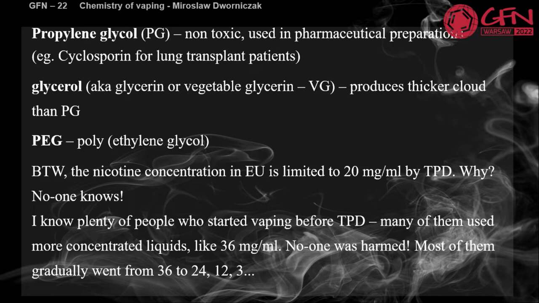And if someone was a heavy smoker, I know, for example, people who smoked 50 cigarettes a day, so they needed much more nicotine than we can get from a 20 milligram per milliliter solution. And believe me or not, no one was harmed, no one. And most of those people gradually went from 36 to 24 to 12 to 3. I know at least two people who went to zero.